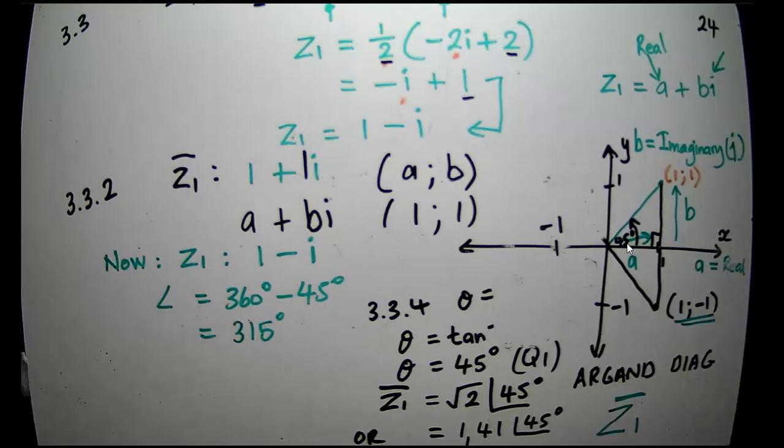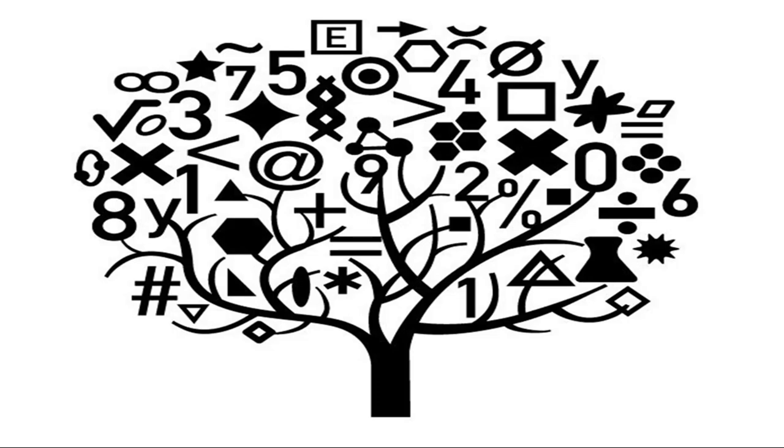And notice that the radius is going to be exactly the same as what it was before. Same radius. So the radius here is root 2, which is the same as 1.41, and there's my angle, 315 degrees. It's exactly the same. And so that was our answer there.